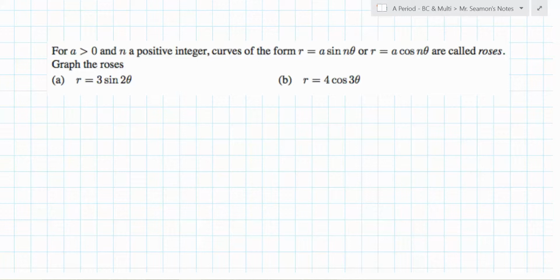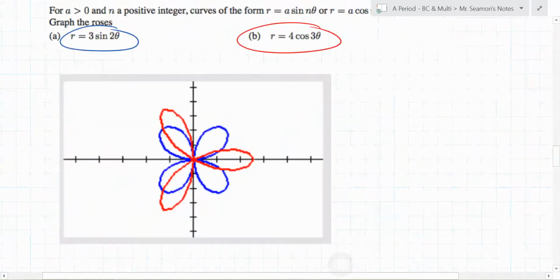Graph both of those right now on your calculator. Lauren noticed I asked, how do you know which one is which? You might try to count the petals and things, but look how far out it goes. You have 4 cosine theta. That's going to have to go a distance of 4 at some point away from the origin. And the blue one, r equals 3 sine theta, is going to have to go a distance of 3.